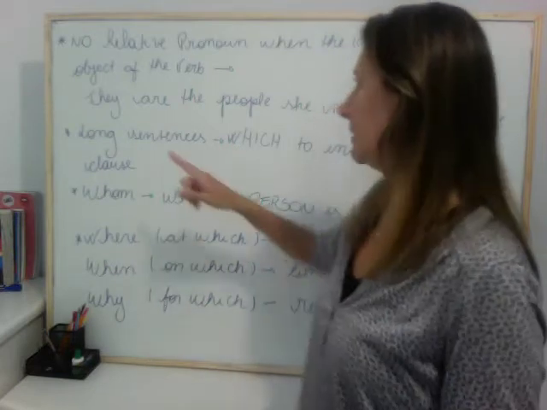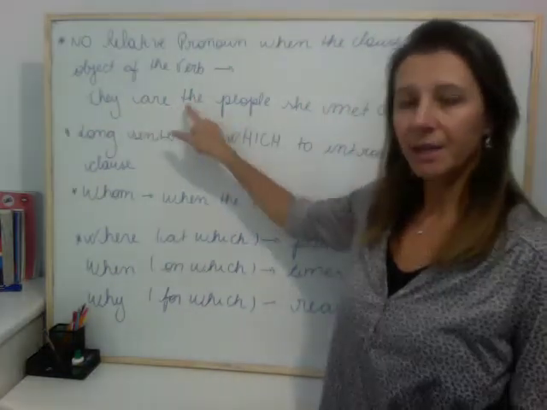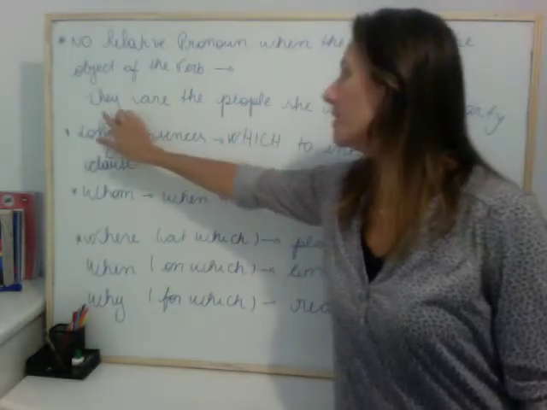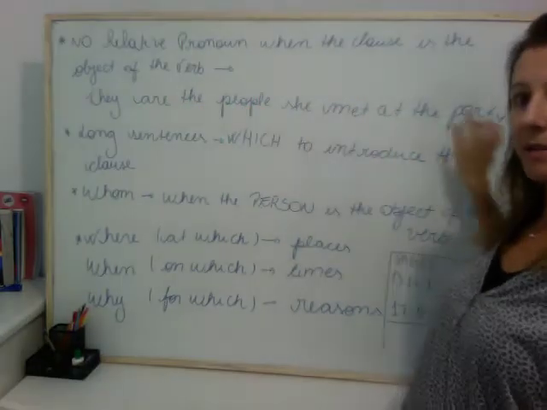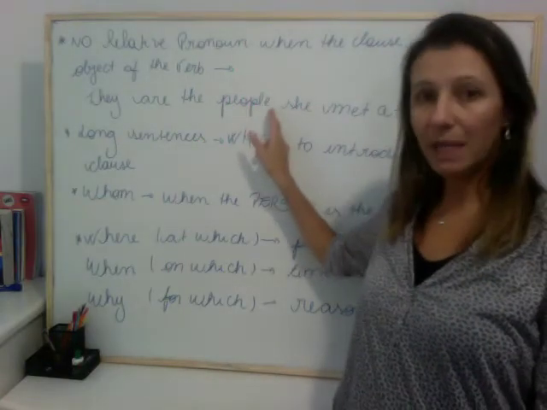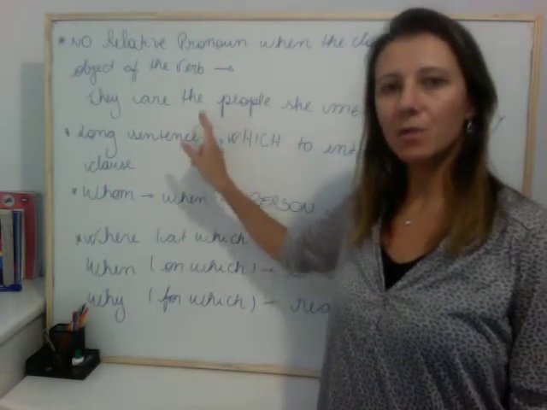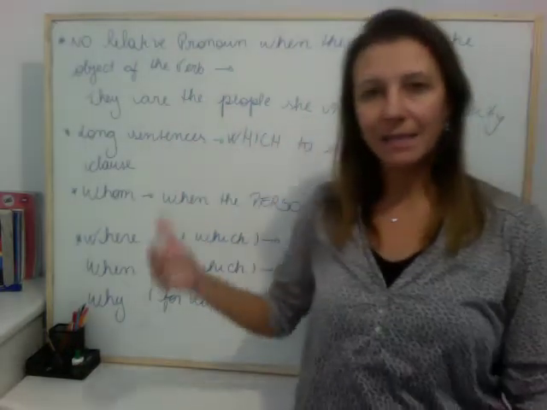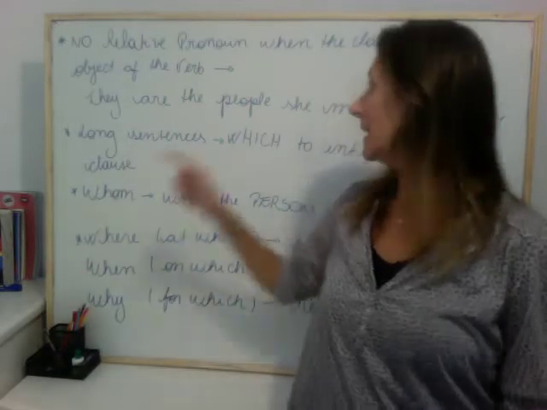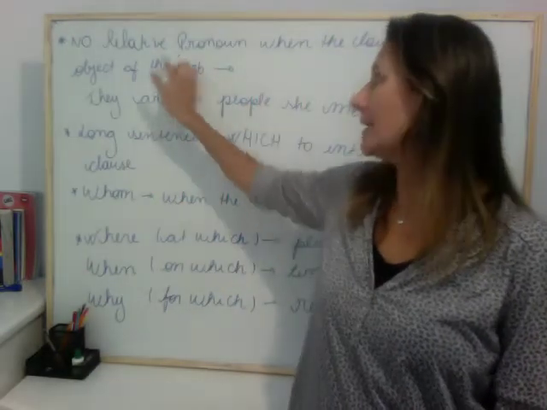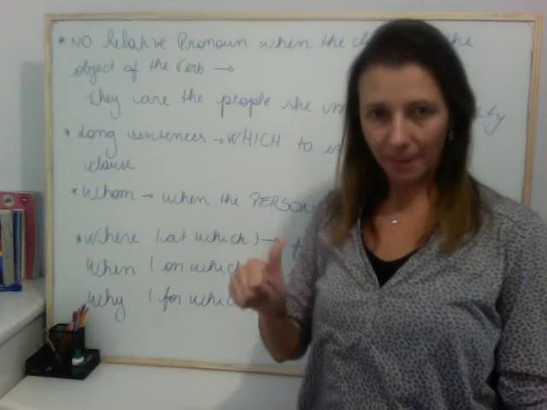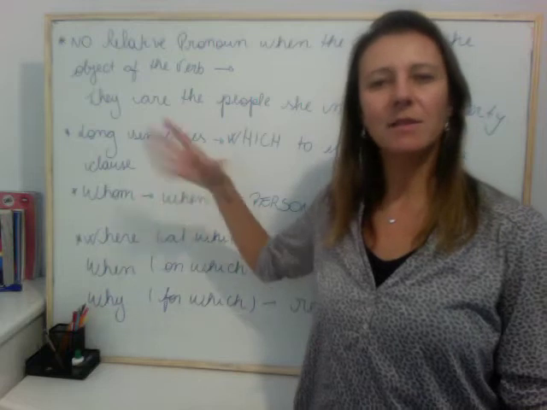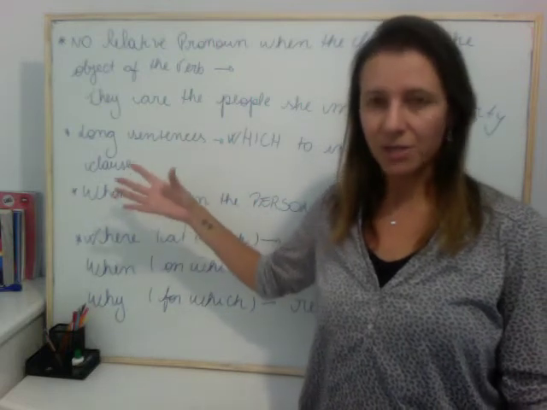For example, pay attention. They are the people she met at the party. So, they are the people she met at the party. They are the people, aqui está o noun, aqui está o substantivo. A parte do she met at the party, it is our relative clause. Não entra o who, porque ele é o objeto. Ok? Great.